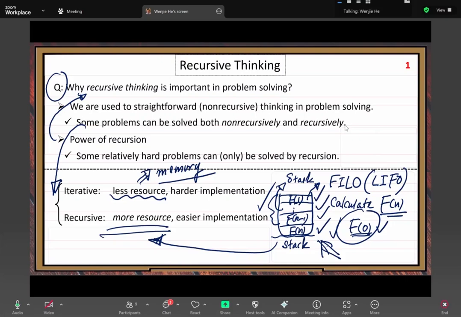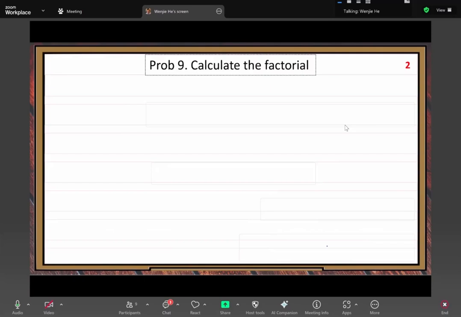All right, so let's move to the problem solving. Now we want to see the power. Before we see the power, the first thing we want to see is the basic idea of recursive algorithms. So let's look at this problem 9. Calculate the factorial. It's a very easy problem, but we want to use this simple example to help us understand recursion, the structure.